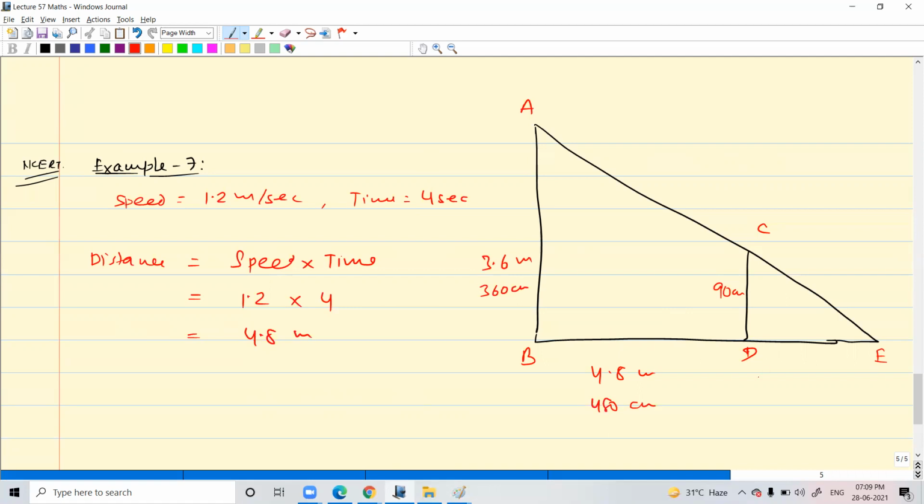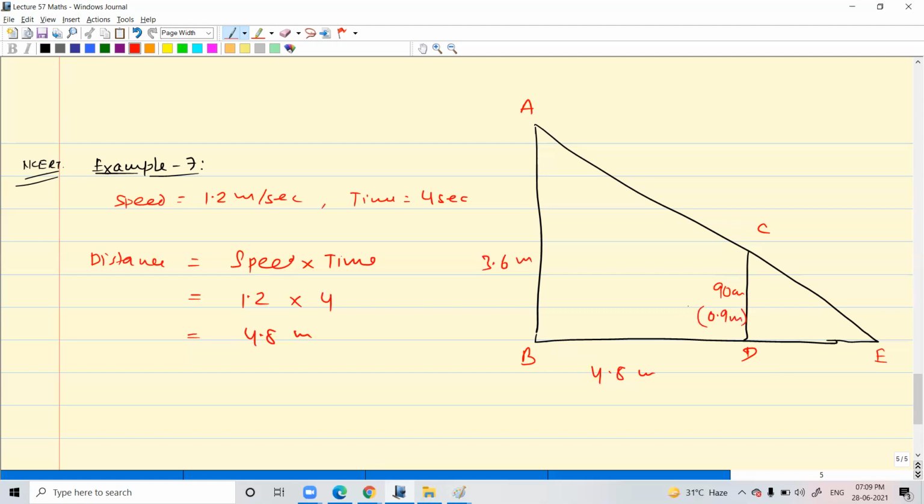Sir, can we change the 90 centimeter into meter? Yes, of course. Why not? Anything you can do, your wish. All units should be same. That is the only criteria.